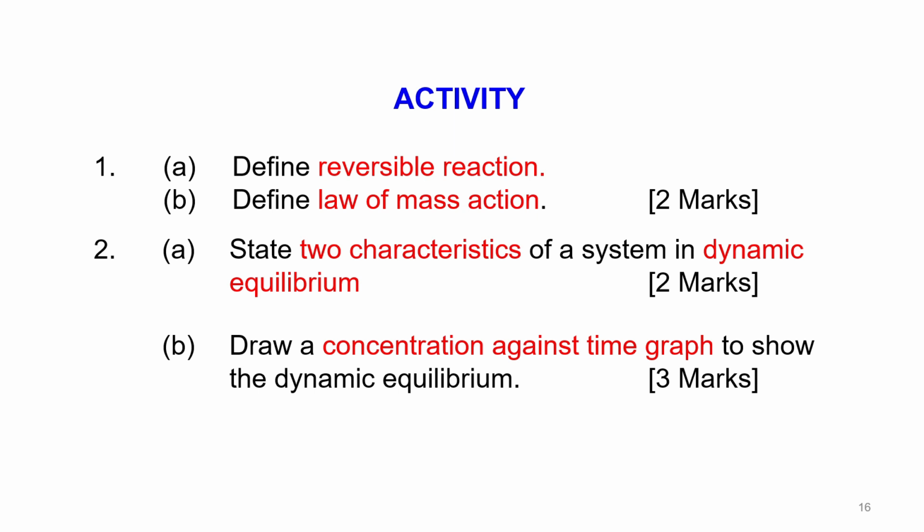So there are some activities. Okay, define reversible reaction, and define law of mass action. Okay, state 2 characteristic of a system in equilibrium, dynamic equilibrium. Then draw a concentration against time to show the dynamic equilibrium. So these are your activity.